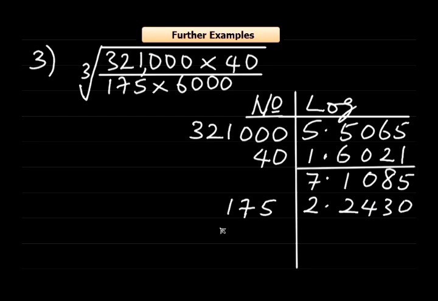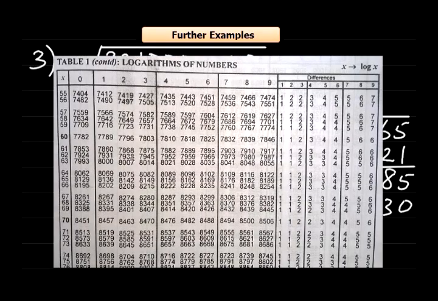Then the next one is 6,000. What's our characteristic? We count 1, 2, 3, 4, minus 1, that is 3. Point. We check the logarithm of 60 under 0. There's 60 here, under 0, that is 7782. Can you see there? 60 under 0, 7782.